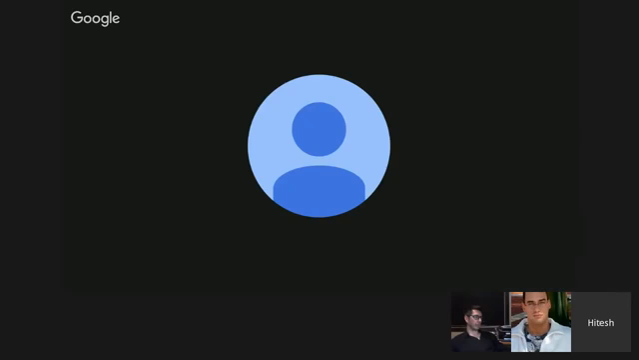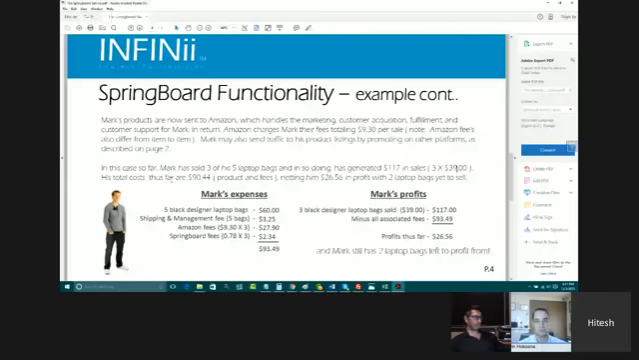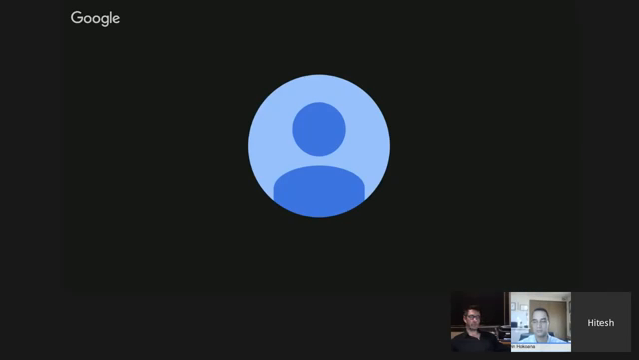Now, in this case, Mark has only sold 3 out of his 5 bags. He has generated $117 in sales, right? Because he sold 3 for $39 each. His total costs so far are $90.44. He spent $60 on the product itself. Remember, he bought 5 for $12 each. So he spent $50 on the costs.